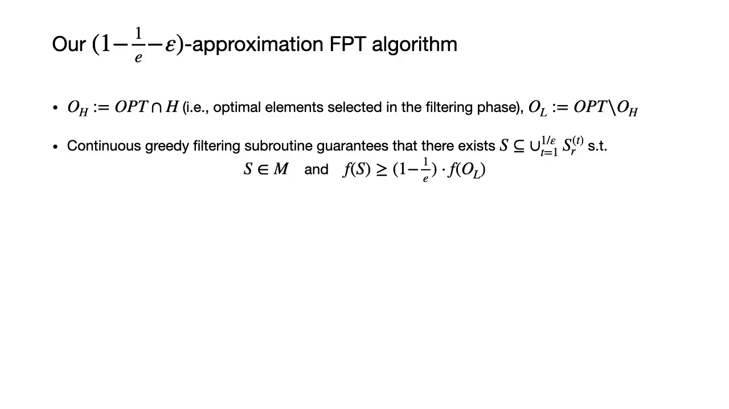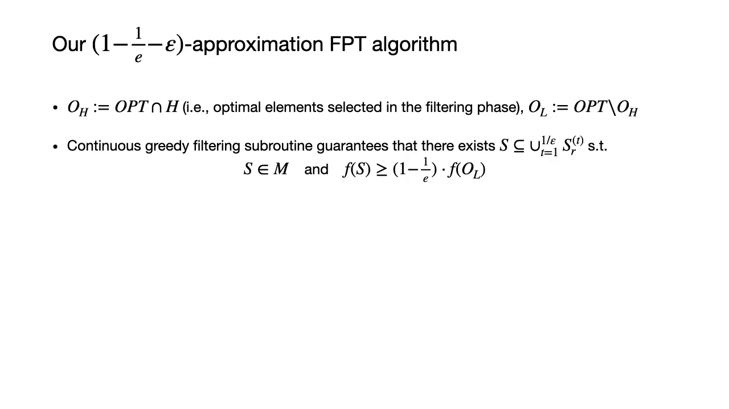We first partition the optimal solution set into two subsets, OH and OL, as before. OH is the subset of optimal elements that are selected in the filtering phase, and OL is the subset of optimal elements that are not selected. The continuous greedy filtering subroutine guarantees that among all the solution sets we constructed in the first phase of the subroutine, there is a subset that is in the matroid, and its value is at least 1 minus 1 over e times the value of OL.